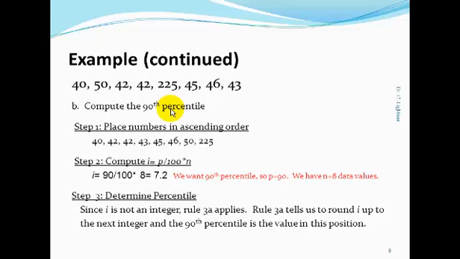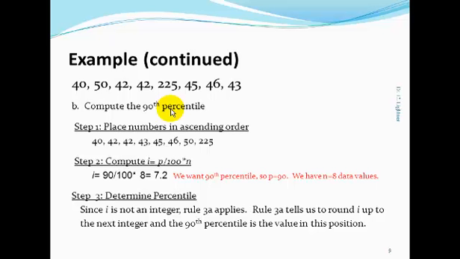For the same data set, let's compute the 90th percentile. Again, we start by placing our numbers in ascending order. In step 2, we compute I. I is equal to P, the percentile we're trying to find, divided by 100 times n, our sample size. So I in this case is 90 divided by 100 times 8, which equals 7.2.